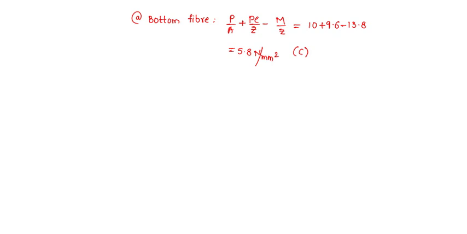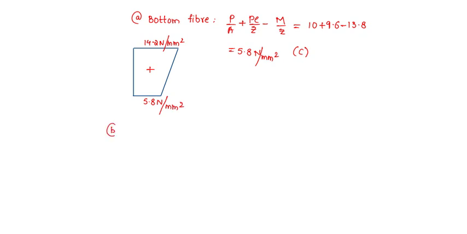So the stress distribution will be: at the top it is having a magnitude of 14.2 and at the bottom a magnitude of 5.8. Top 14.2 Newton per mm square, positive all over, and bottom 5.8 Newton per mm square.